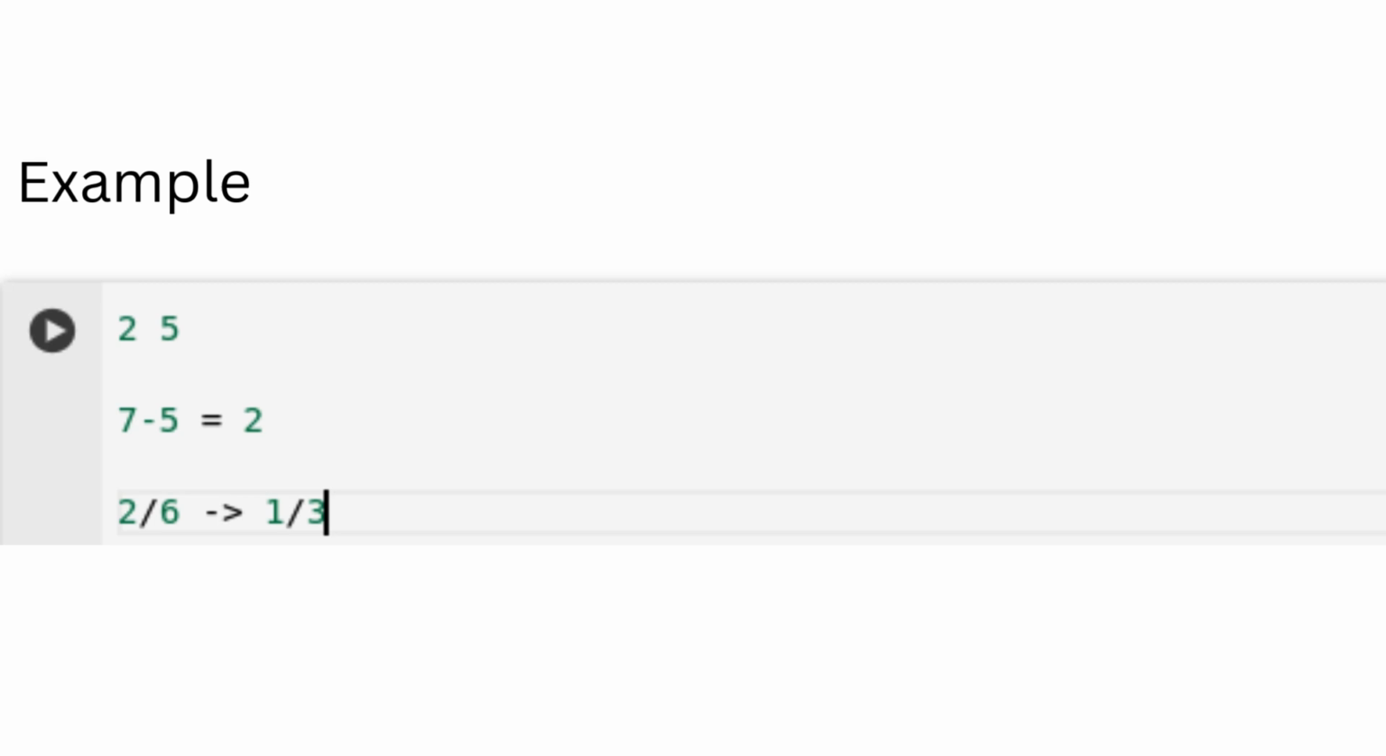And that's it. This is a straightforward implementation that solves the problem in just a few lines of code.